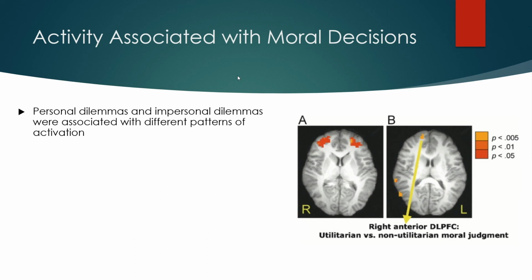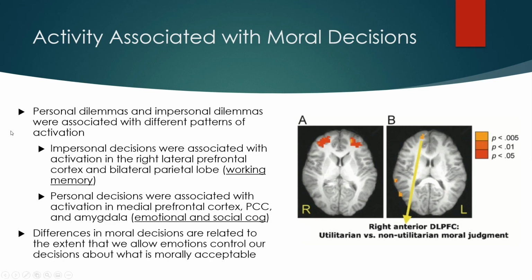And what we've seen is that there's very different types of activation with these 2 different types of dilemmas. So impersonal decisions, like the trolley car one, where you're distanced, were activating lateral prefrontal cortex and bilateral parietal lobe. So this was just working memory stuff that you would see in normal logic situations in general. We're just taking the information we have, putting it together, and coming up with an idea of how to solve it. But when the decisions were personal, when they involved us actually getting involved and interacting with an actual person, we see that the medial prefrontal cortex starts to light up, along with the PCC, which is posterior cingulate cortex.